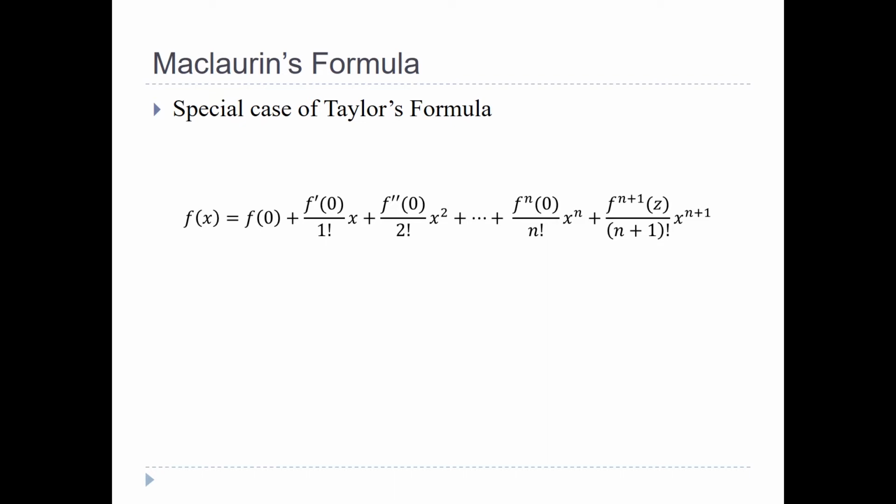in terms of 0 plus the first derivative of the function in terms of 0 divided by 1 factorial times x plus the second derivative of the function in terms of 0 divided by 2 factorial times x squared plus the nth derivative of the function in terms of 0 divided by n factorial times x raised to n plus the n plus 1 derivative of the function in terms of z divided by n plus 1 factorial times x raised to n plus 1.